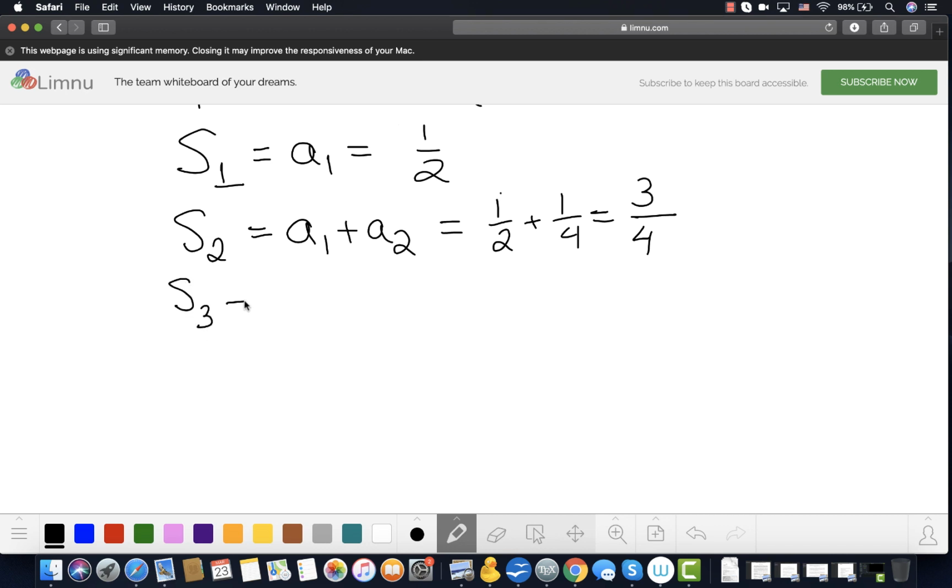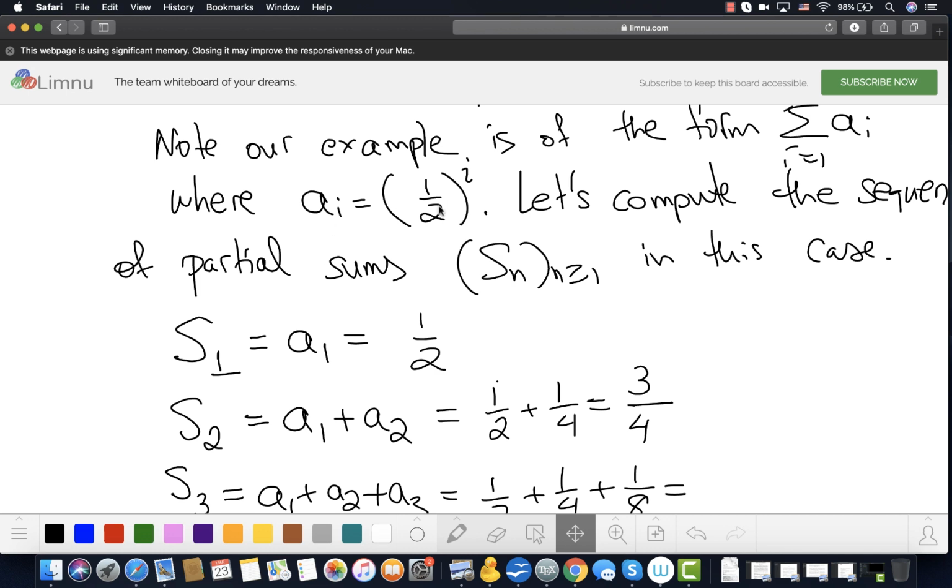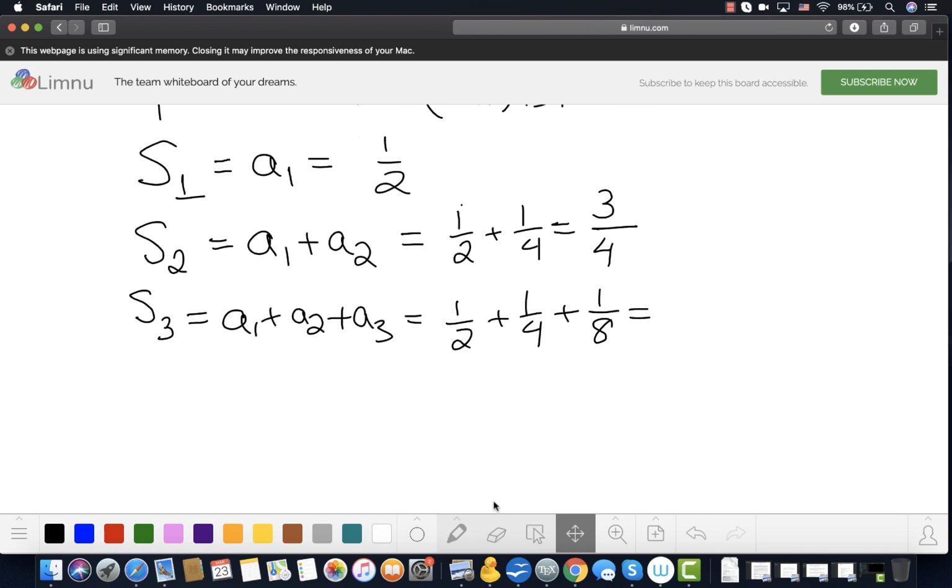Okay, so then let's compute a few more values of the sequence of partial sums. So maybe we look at S3. That's A1 plus A2 plus A3. So that's 1/2 plus 1/4, and the third term of our sequence is 1/8, because by definition A sub 3 is 1/2 to the power of 3, which is 1/8. So we have already computed 1/2 plus 1/4. This was exactly 3/4. And now I'm adding 1/8 to it. Well, this becomes 6/8 plus 1/8, which is 7/8.